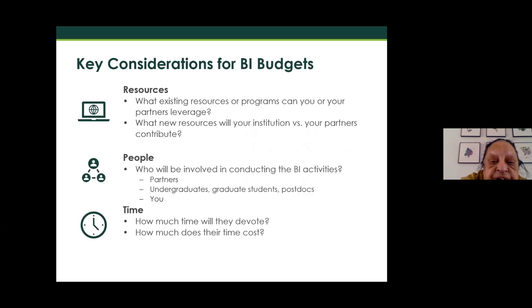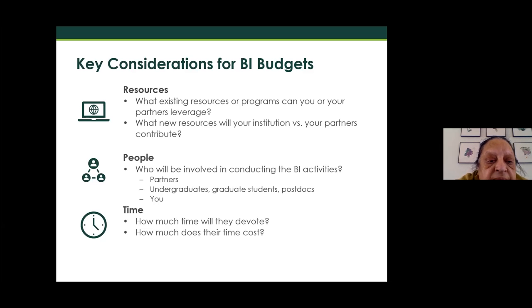The key considerations for your BI budget are the resources. What existing resources or programs can you or your partners leverage? If you're working with undergraduate or graduate students, you have programs like the AGAP or LSAMP, or your college might have some programs which you can leverage, so that you don't spend your money on these activities but can tap into their resources to fund your activities.